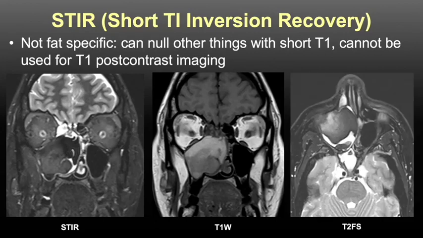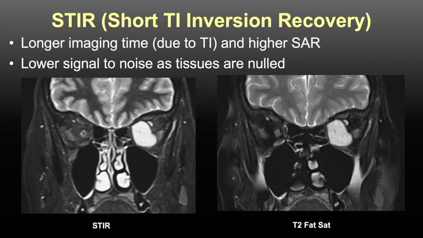And if you want to see what it actually should look like on a T2 weighted image, here is a T2 fat sat image of the same patient in the axial plane. And you see, yeah, it's T2 dark because it's proteinaceous, but it in fact still has some T2 signal, intermediate T2 signal.